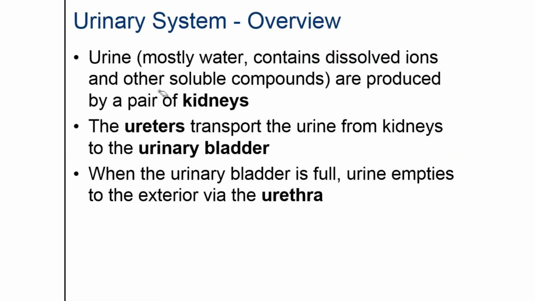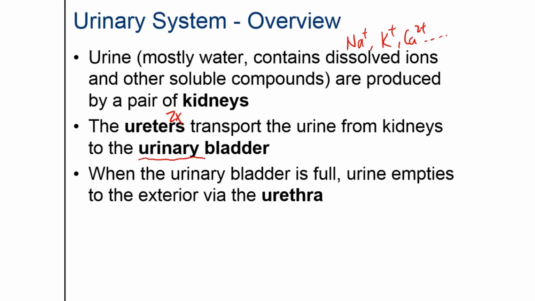So just to summarize, right, urine is mostly water and contains various dissolved ions, right? So there's Na+, but also potassium, calcium, and so on and so forth. And there are other soluble compounds that we don't need in the body, like creatinine, like ammonia. And they are produced by a pair of kidneys. The ureters, you have two of these, will transport the urine from the kidneys to your urinary bladder. This is a one-way trip, okay?